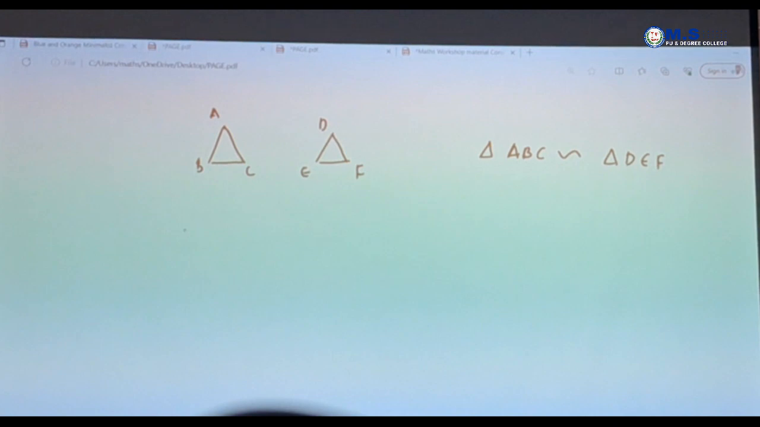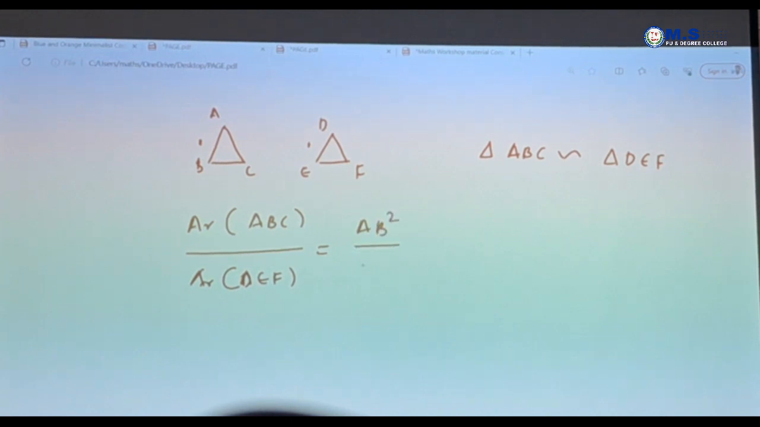Now, we also have one important concept, that is area of triangle ABC divided by area of triangle DEF is equal to what? The ratio of the squares of the corresponding sides. That is AB square by DE square, or BC square by EF square, or AC square by DF square. If you take any question paper, definitely you would have seen a question based on this concept.